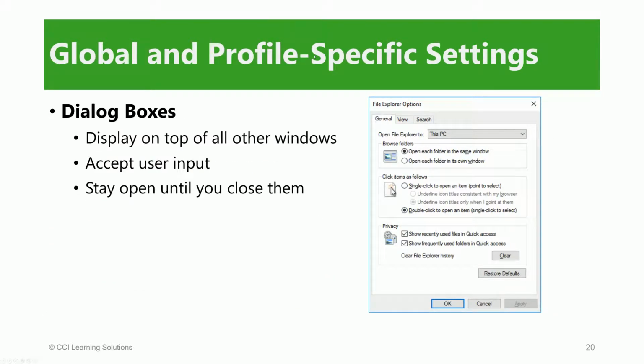Now here we have a dialog box. The dialog box displays on top of all other windows and accepts user input and stays open until you close it. So these are some more options and features for whatever the dialog box is for. In this example right here, we have the File Explorer options.